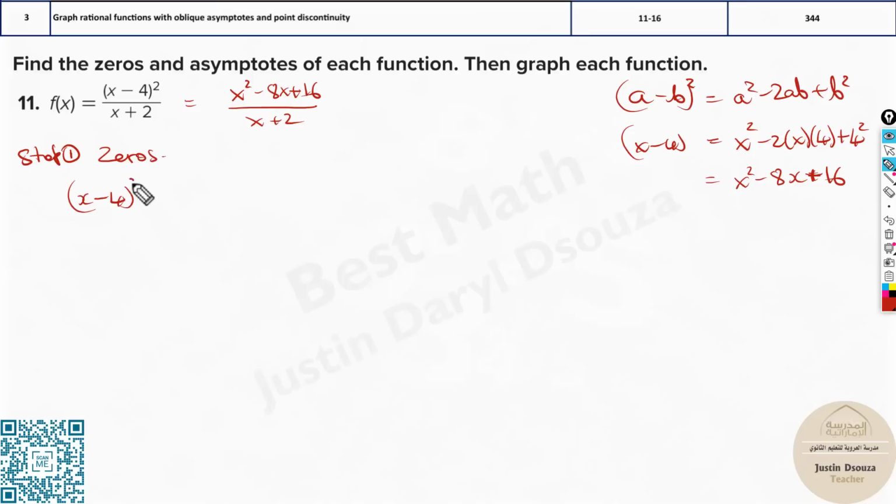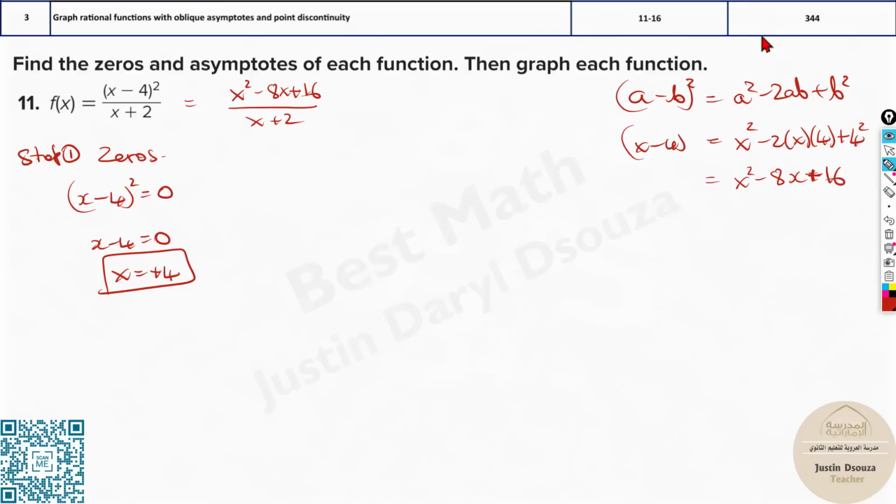(x minus 4) the whole square equals 0, right? What happens is you can just take the square root on both sides. It will be x minus 4 equals 0, because the square root of 0 is 0. And then we have x equal to positive 4. So that's the answer. Even if you solve the right side, the quadratic term, you'll get the same thing. I'll show you now.